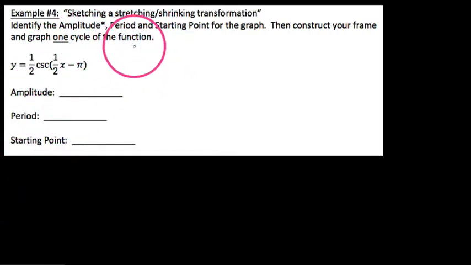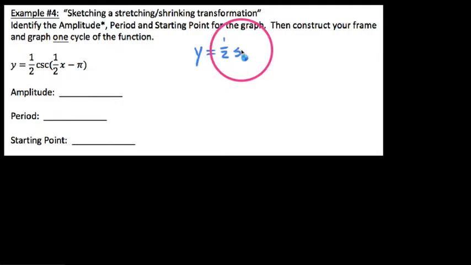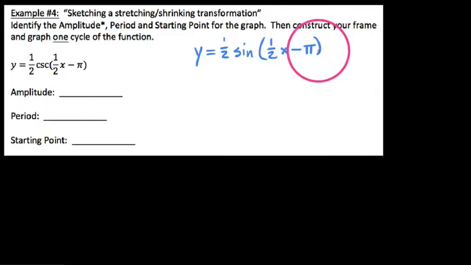It says, first of all, identify the amplitude, period, and starting point for the graph, but then also construct our frame and graph just one cycle of this function. So again, when you graph reciprocal functions like this, the tack or the method will be to just go ahead and graph its reciprocal itself, since we're so good at graphing these, and then we'll just use the characteristics that we recognize from the original function in order to get our reciprocal function. So here we have this.